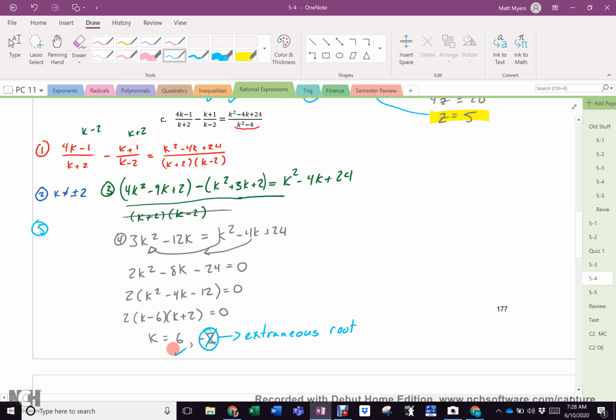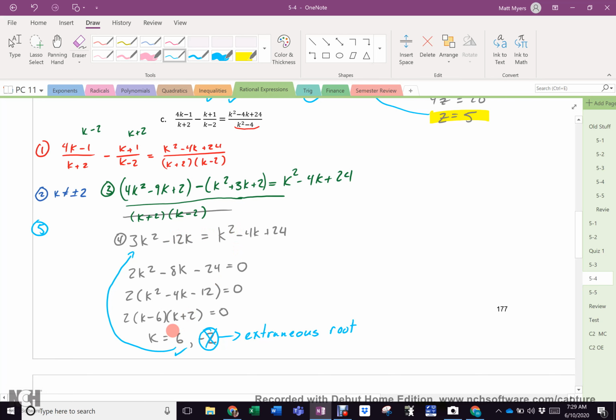And of course we can check it in any of these, right? But it's probably best to check it before we've done any factoring in case we screwed up. K squared is 36. 3 times 36 is 108. Minus 12 times 6 is 72. 108 minus 72 is 36. 6 squared is 36. Minus 4 times 6 is 24. 36 minus 24 is 12. 12 plus 24 is 36. 36 equals 36, so 6 is correct.